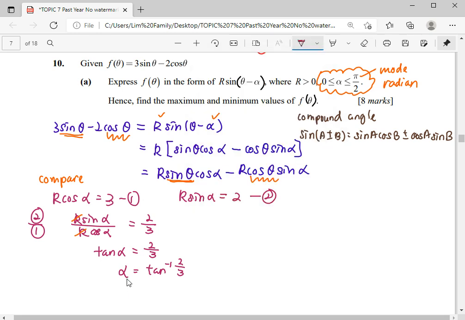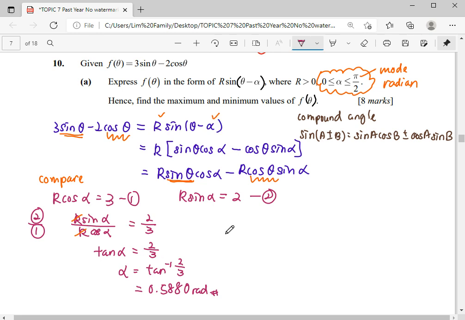So it depends on the question. When the question asks for degree, then we use degree. If the question asks us in radian, then we continue in radian. So, 0.588 radian. This is how we find our two unknowns. One of the unknowns is found using tangent, which is how we found our alpha.